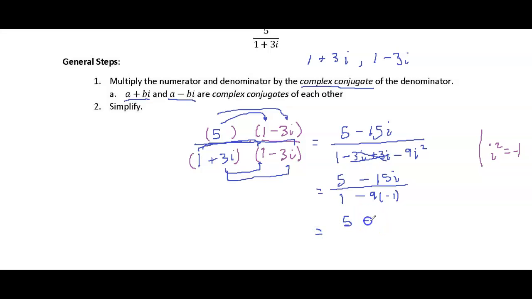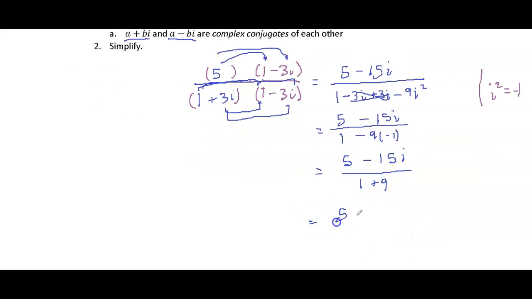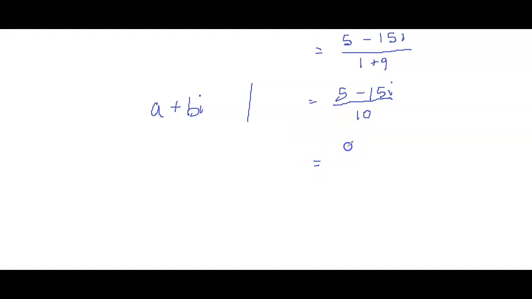Simplifying further, we have 5 minus 15i over 1 plus 9, which will get us 5 minus 15i all over 10. Now, what we have here is still a division problem. Remember, complex numbers are written in the form a plus or minus bi. So we can simplify this just a bit more by writing it as 5 over 10 minus 15 over 10i, which would get us 1 half minus 3 halves i.